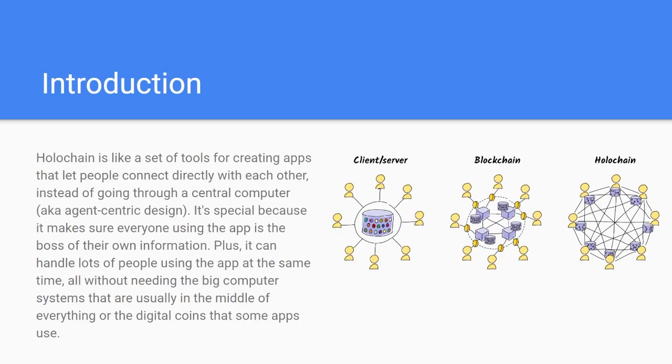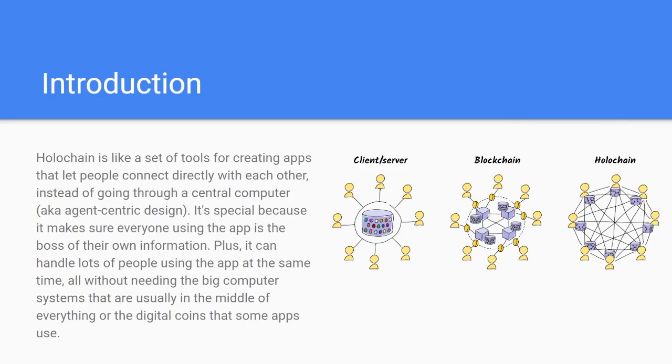So, into the introduction. I really like this image. This image gets the point across of what Holochain is and how it differs. I'll just read this out here. Holochain is like a set of tools for creating apps that let people connect directly with each other instead of going through a central computer. Another way to put this is called agent-centric design. So each individual has agency over their data and their own chain, essentially.